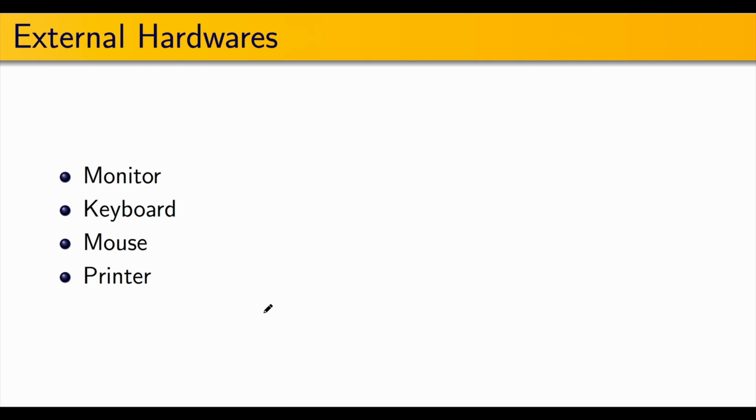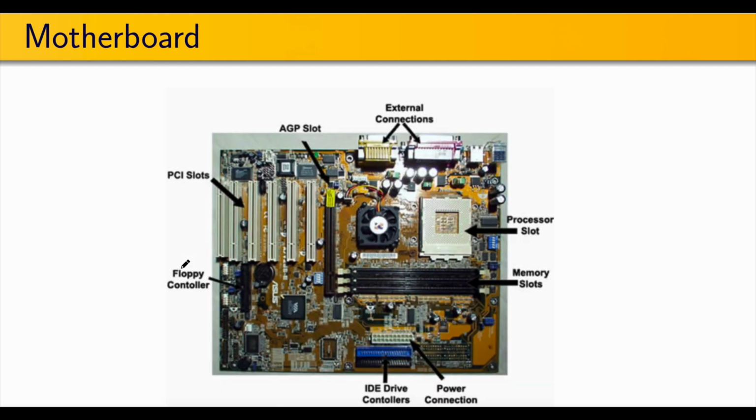Before that, what we just saw was the monitor, and we saw the keyboard. These are the external hardware: mouse, printer, etc. There can be a scanner and other kinds of hardware. The tower unit contains what is called the motherboard.